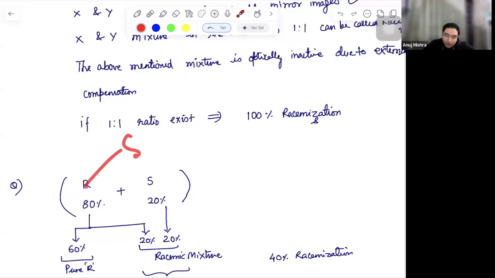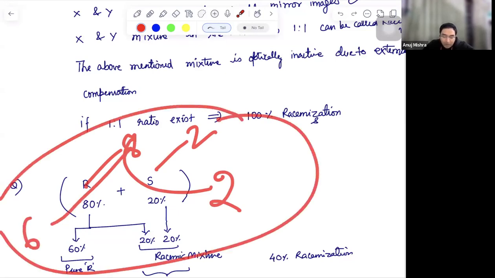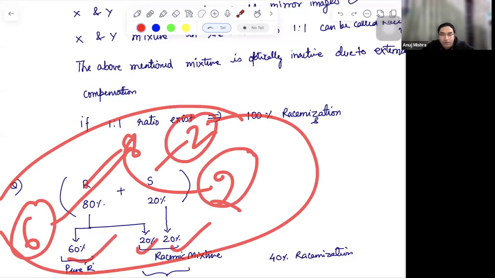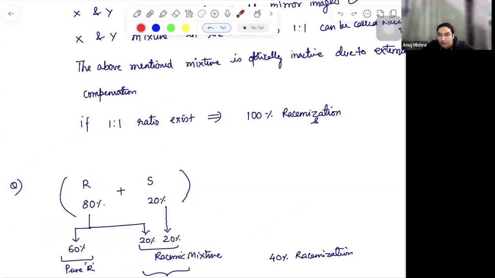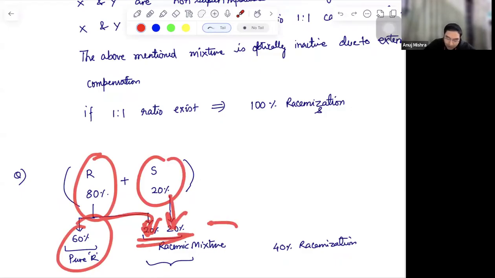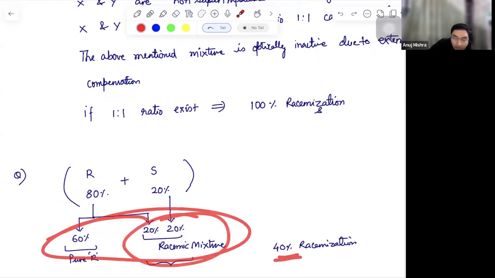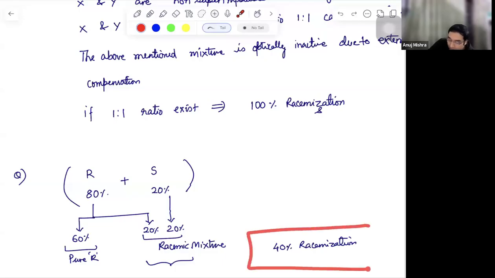Let's say you have 8 moles of this, 2 moles of this. You take 2 moles of this out, this is 6 moles. So out of total 10 moles, this is 60%, this is 20%, this is 20%. Make sense? So can we say we have 60% pure R and the remaining 20% pure R and mixing 20% with S, we get this kind of Racemic mixture. So how much is the contribution of this? 40 units. Out of total, how many units? 100 units. This is called 40% racemization.